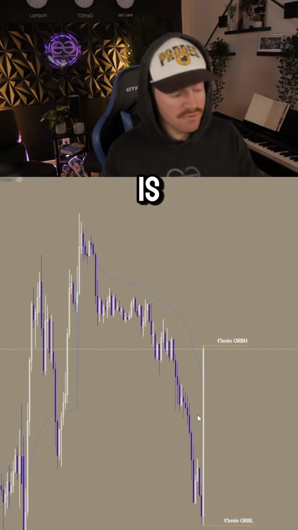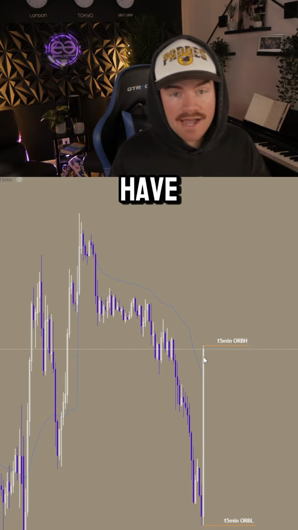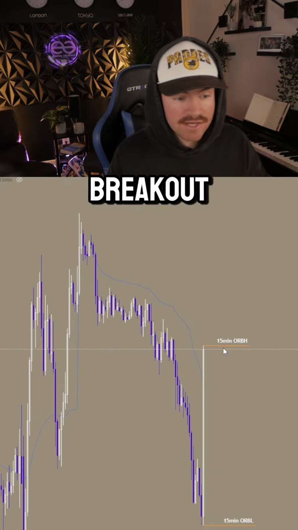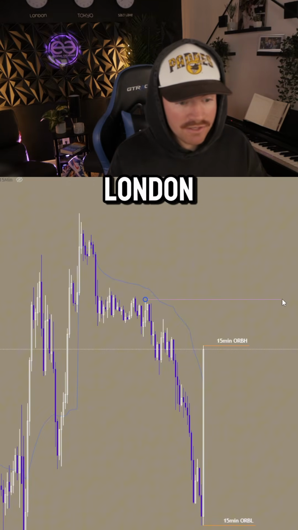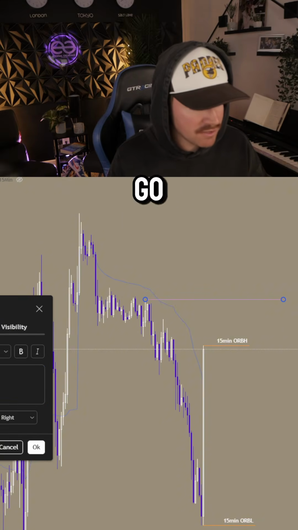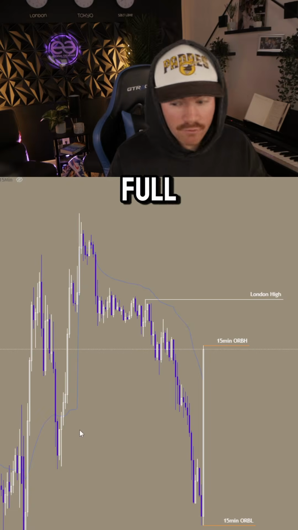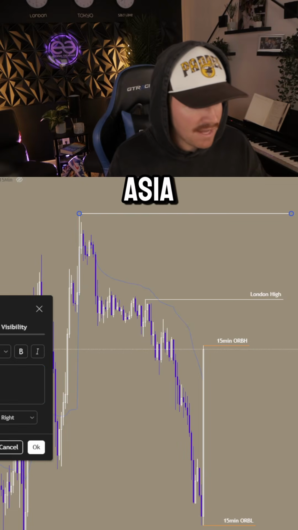All right, step number two is finding our draw on liquidity. Since we got such a strong up close move here, I have a bullish bias for this opening range breakout, so I want to see us target buy side liquidity. So I'm going to chart out up here my London high, which is going to be my first TP level that I want to see price go get to. And then I'm going to chart out my full TP level, which is going to be at the very top of this range, which I'm going to label my Asia high.